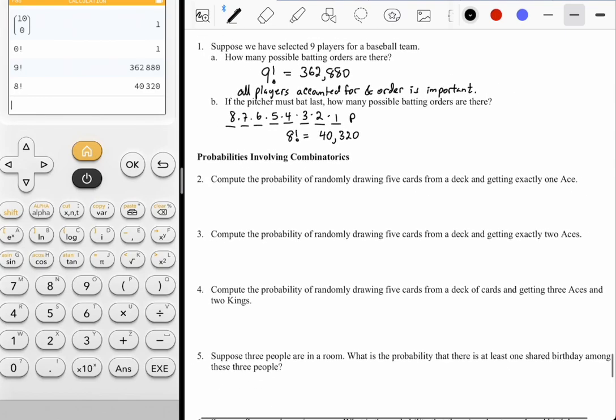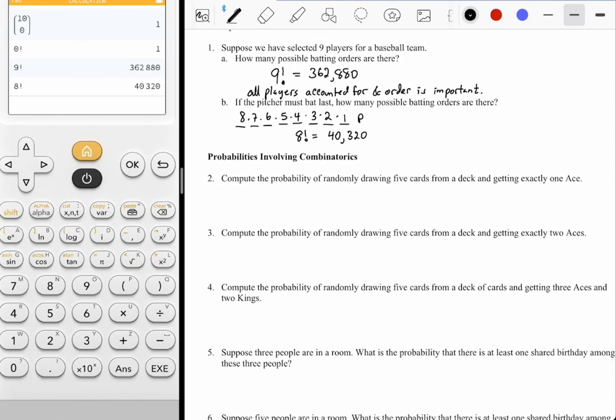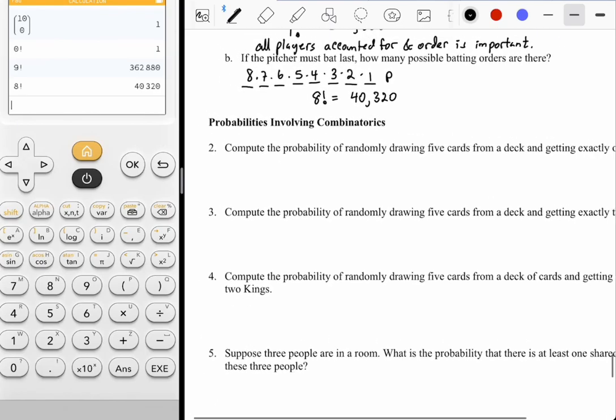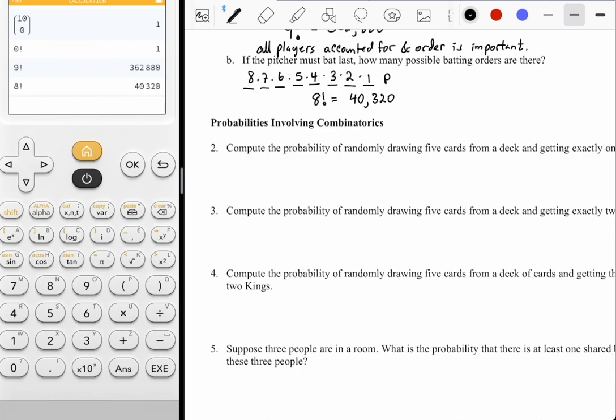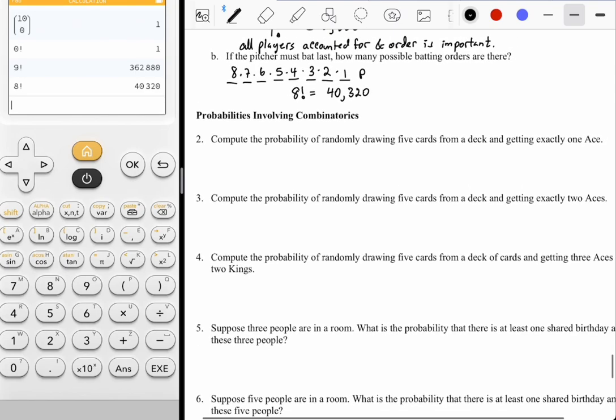So compute the probability of randomly drawing 5 cards from a deck and getting exactly 1 ace. All right, so we're randomly drawing 5 cards from a deck, and we're going to get exactly 1 ace. So we can look at the different ways in which you can get an ace. It may be the first card that's an ace. It may be only the second, the third, the fourth, or the fifth.